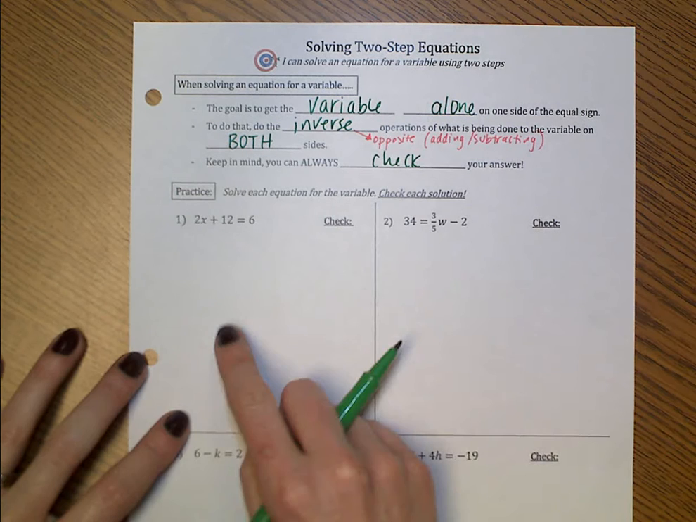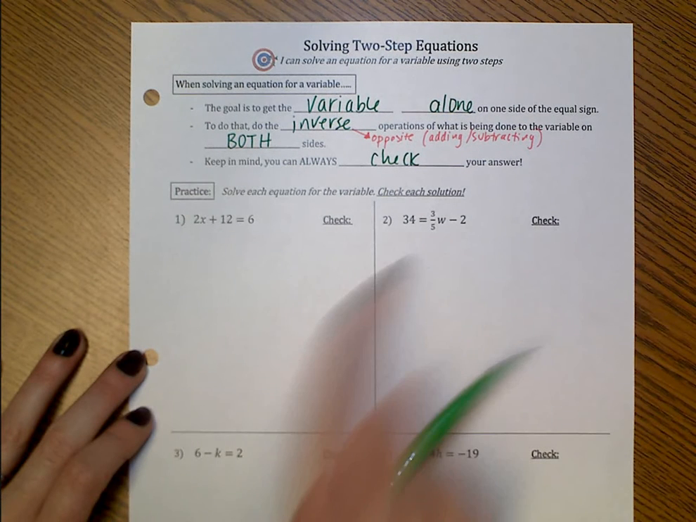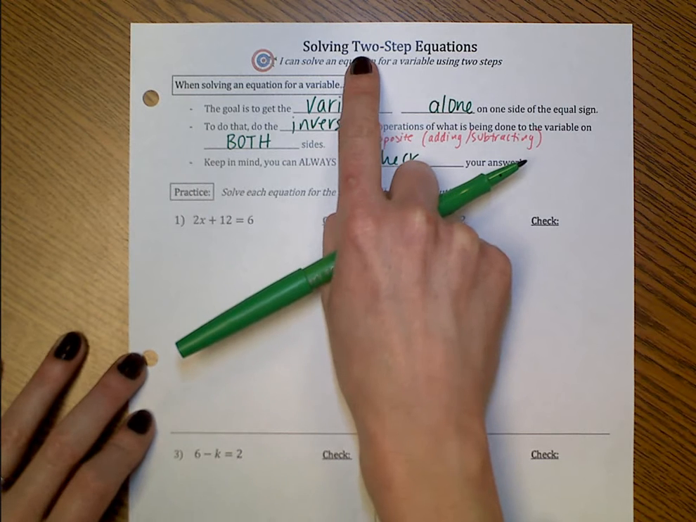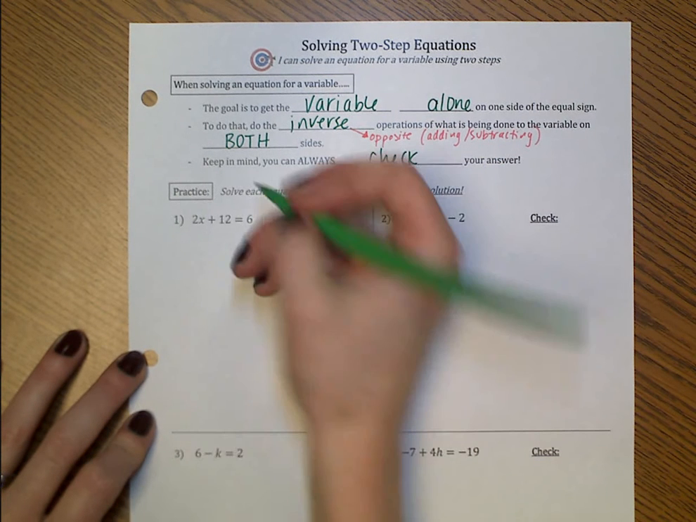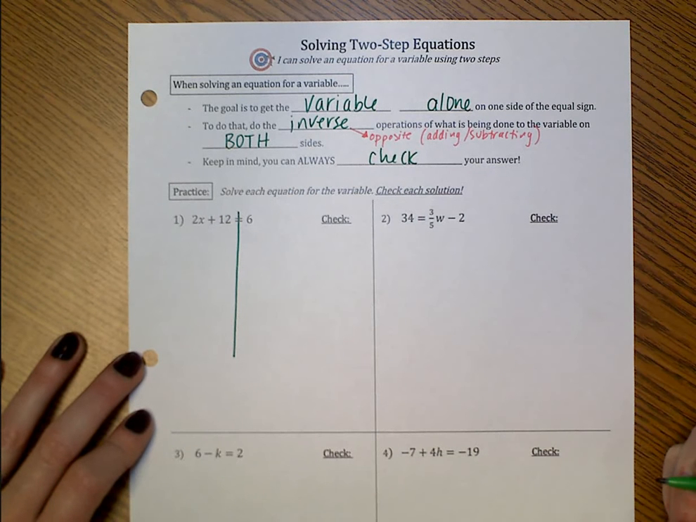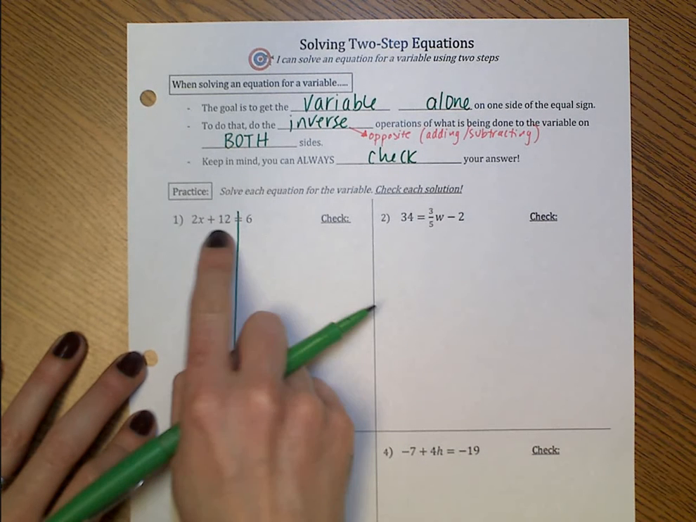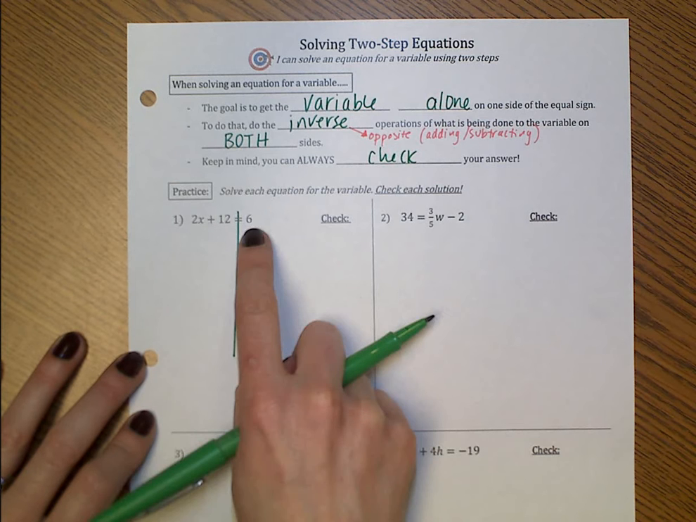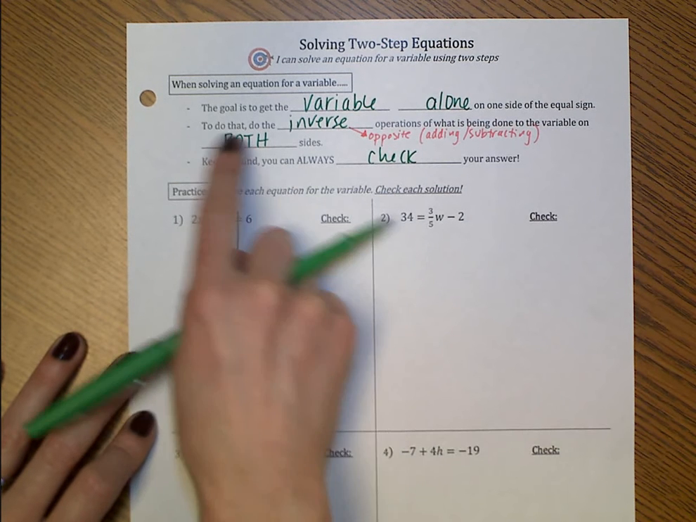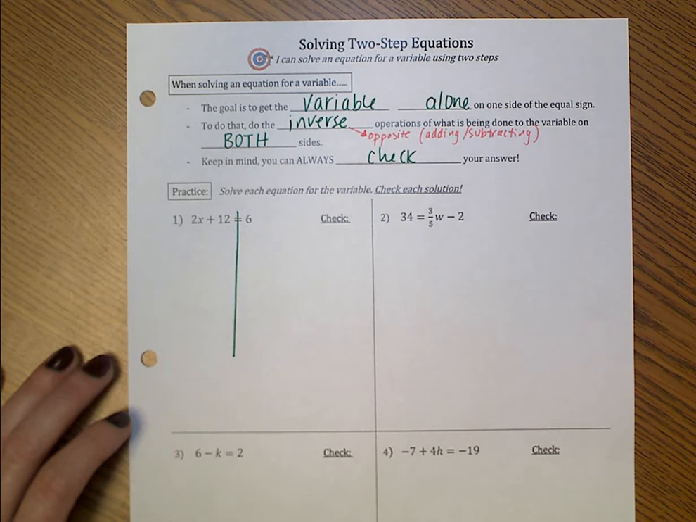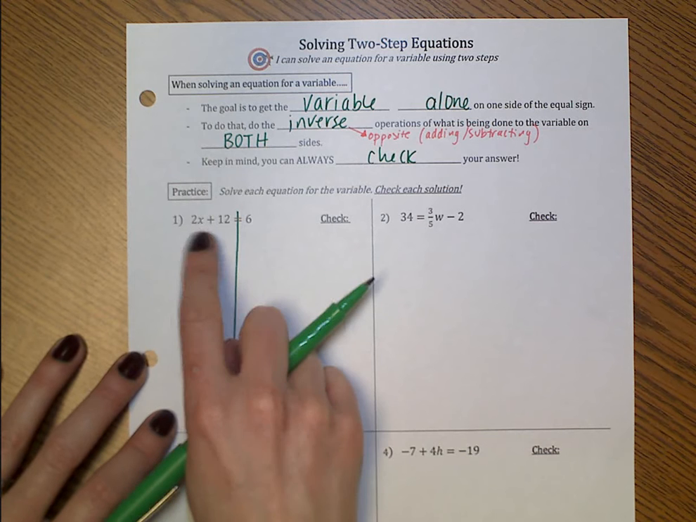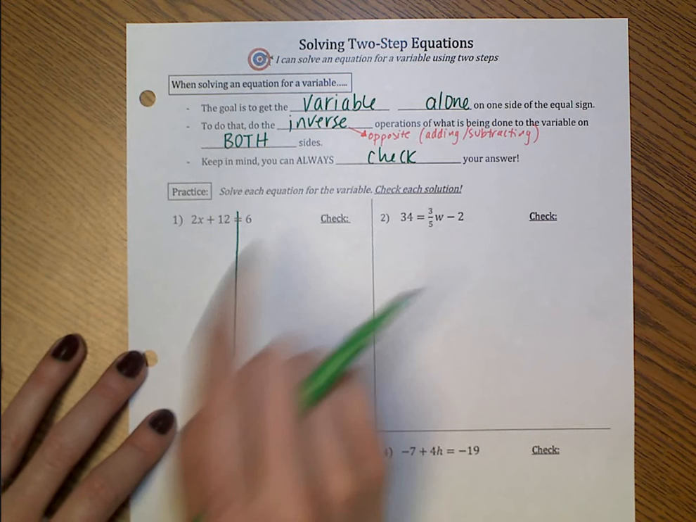Okay, these are all equations that need to be solved using two steps. If I look at number 1, I'm going to draw a vertical line through the equal sign. Hopefully you've seen that before. That just shows me what's on the left side of the equal sign and what's on the right. That's going to help me keep it balanced, like we put in our second bullet point here. I'm not going to stop until x is alone. So the 2 and the 12 need to move to the other side.